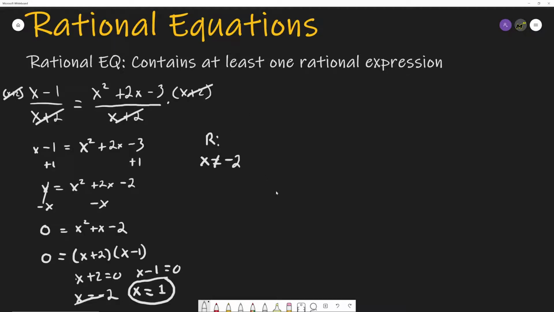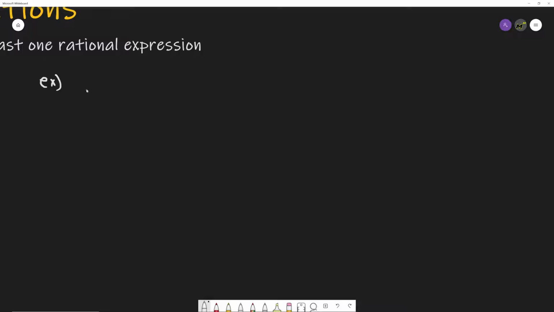Let's go ahead and take a look at one more example. Alright, here's our second example. Let's say we had 1 over 2x plus 2, plus 5 over x squared minus 1, equals 1 over x minus 1.